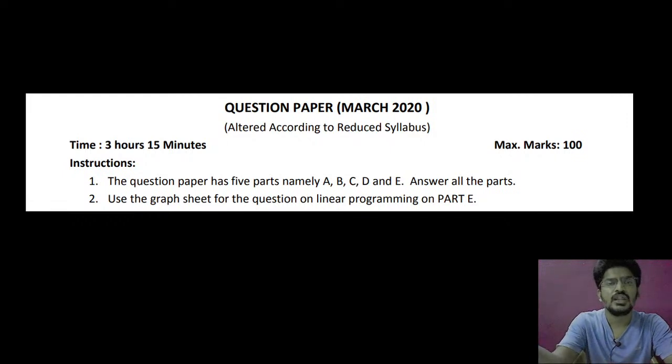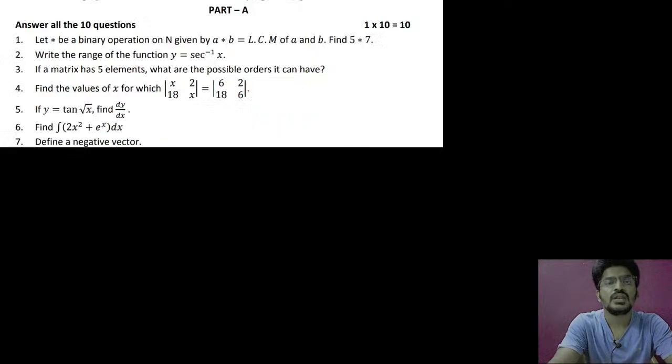Now you all know that there will be part A, part B, part C, part D, and part E. That is all about your 5 parts. Clear? Compulsory you have to write A, B from one question. Okay, now let us go for part A.